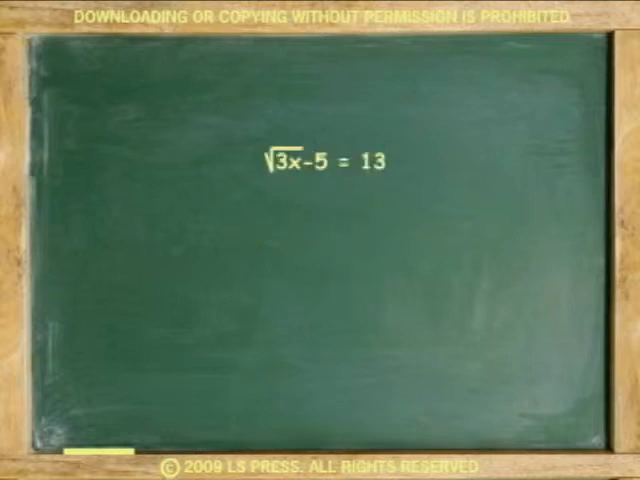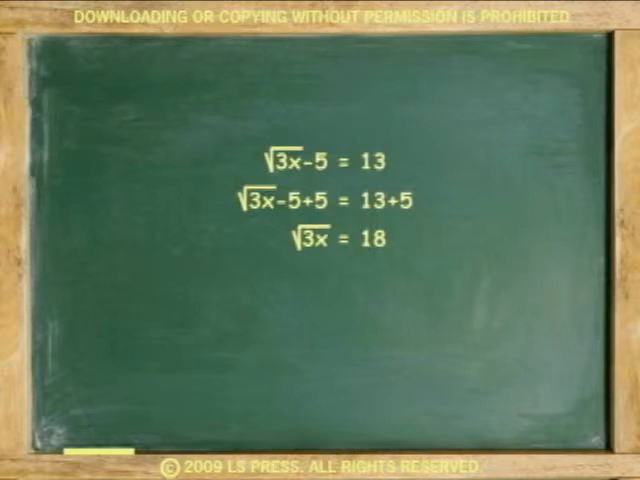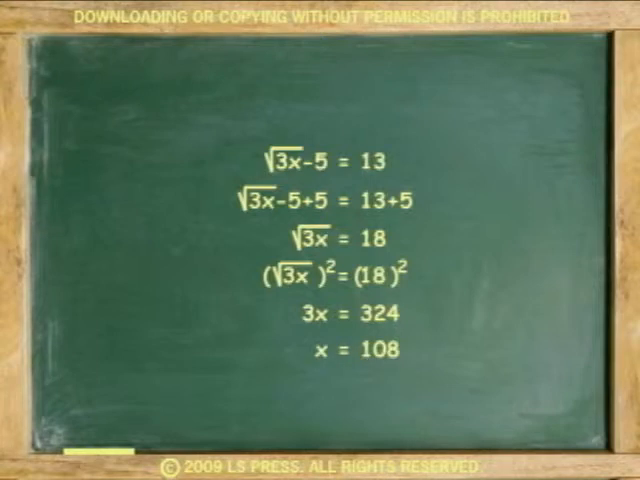Another example. Find x. Move -5 to the right by adding 5 to both sides. Always isolate the radical to the left before squaring. Square both sides. Divide by 3. X equals 108.